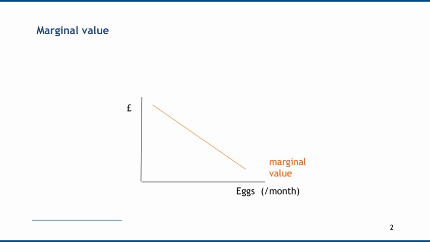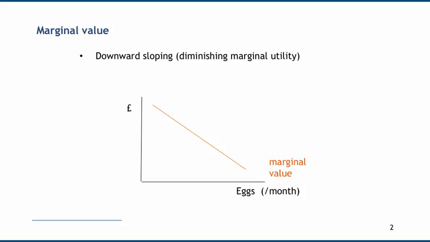I'm going to use the concept of marginal value here. We can draw a marginal value curve. On the y-axis, we're going to look at price. Basically, this is the amount of alternative goods that a consumer would be able to purchase. On the x-axis, we're going to look at a particular good, in our case, eggs. The marginal value curve looks something like this, and there are three key properties that we can focus on.